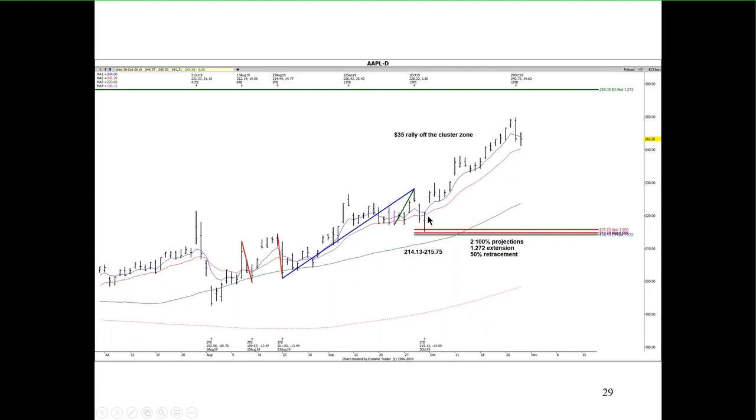It hit, it held, and if you went down to the lower time frame chart, it did trigger an entry. And the initial rally off of it, I think you met all 3 targets. That was a rally of $34.62.